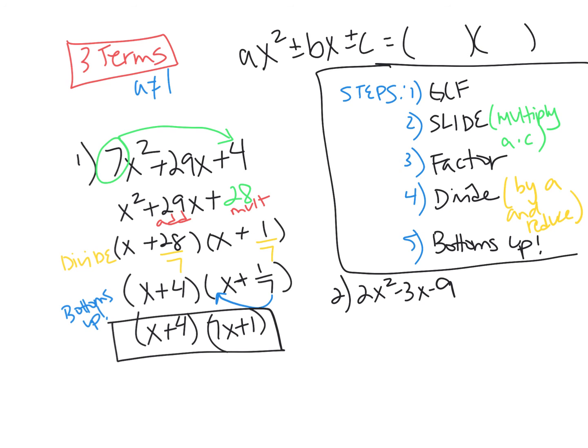So next we slide. I take my 2 and I multiply it by the 9. So negative 9 times 2 is a negative 18. Next, I'm going to factor, parenthesis, parenthesis. I'm looking for two numbers that multiply to negative 18 but add to negative 3. Well, this would be a negative 6 and a positive 3.